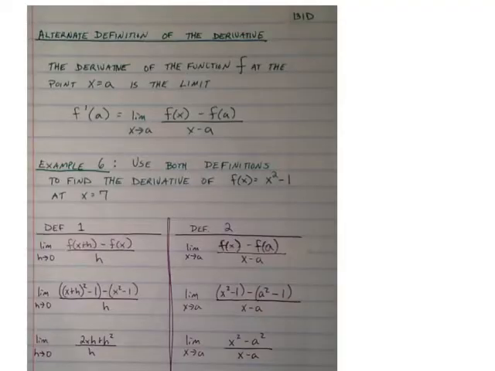Alright, I wanted to also introduce an alternate definition, and most calculus textbooks will show both definitions because both of them get used. There's benefits to both of them, but for the most part, what I want you to understand is that they both yield the same idea, which is finding the derivative of a function. This one, instead of taking the limit as h goes to 0, we're going to take the limit as x goes to a.